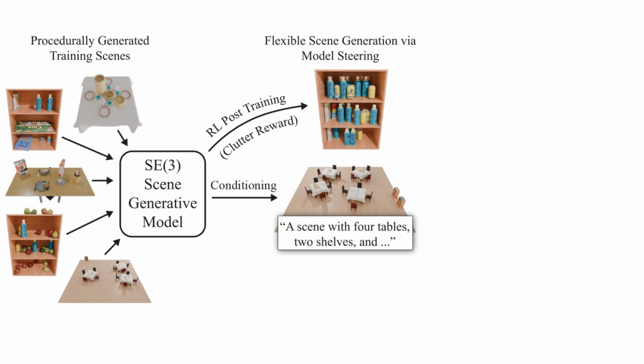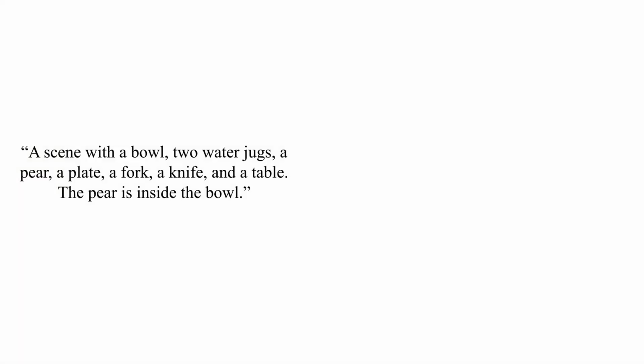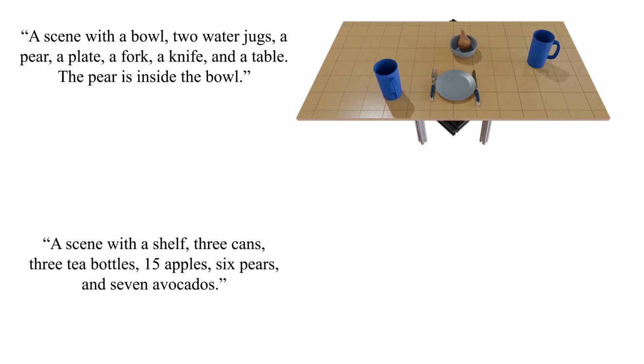Second, we explore conditional generation. We study text condition training, allowing us to ask for scenes satisfying object counts, object names, or spatial object arrangements.